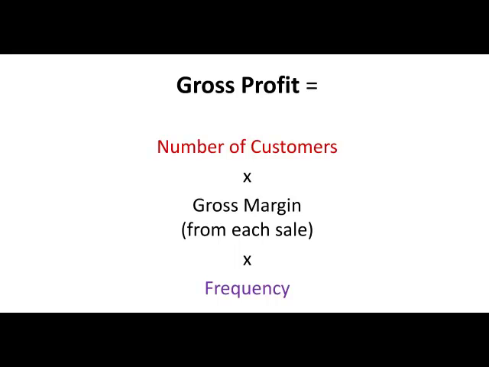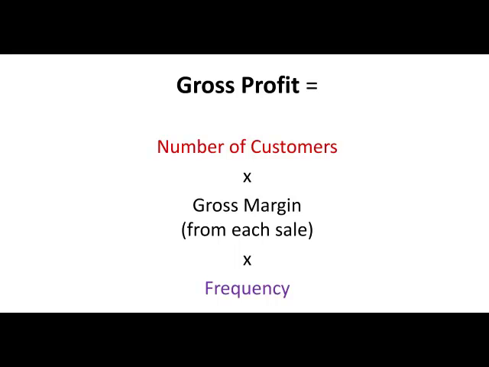So your gross profit is equal to the number of customers times your gross margin from each sale. So your gross margin is the selling price minus the cost of providing the services or products. That leads to your gross margin times the frequency. So gross profit is number of customers times gross margin times frequency. So no matter what kind of business you have, it doesn't matter what industry you have, whether you're service or product oriented, this is the same for any company. A company of $100,000 or a company of $100 billion.